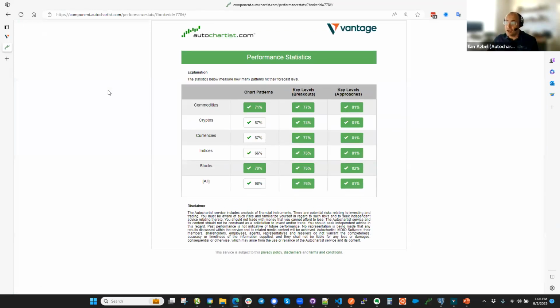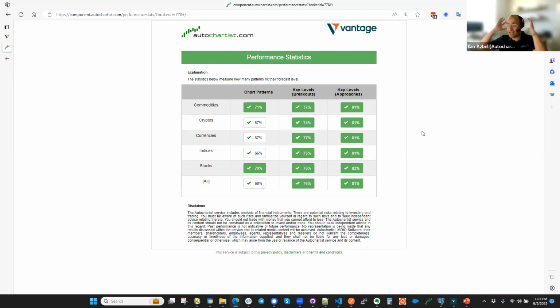And here are the performance statistics of Autochartist over the last 12 months. Now, I know there's some big numbers here, 75, 81. These numbers do not represent how much money you would have made. These numbers represent how often Autochartist forecasts have hit their target region, right? So the statistics below measure how many patterns hit their forecast level. It's not about how much money you would have made. You wouldn't have doubled your money, right? It's just trying to skew the probability of success in your direction.